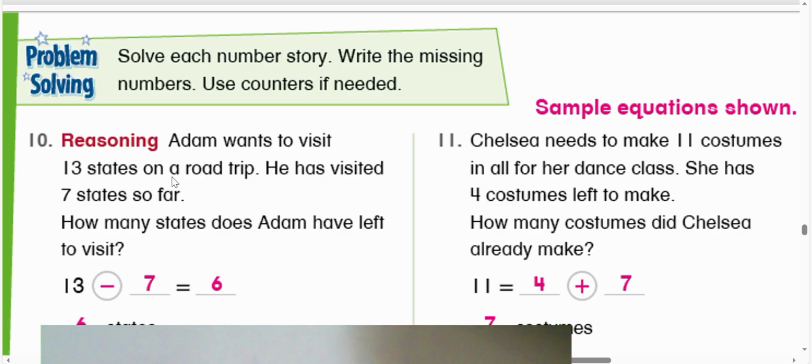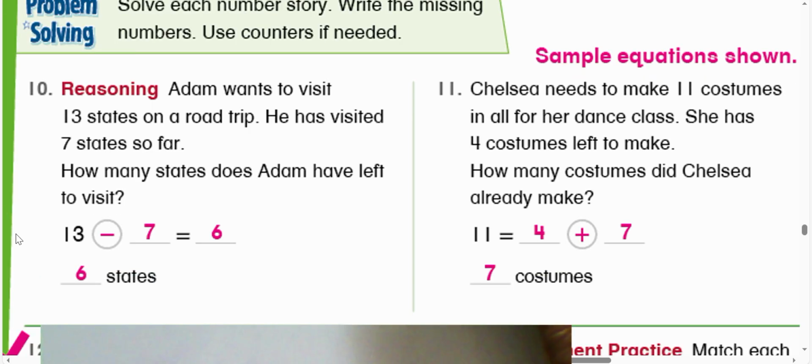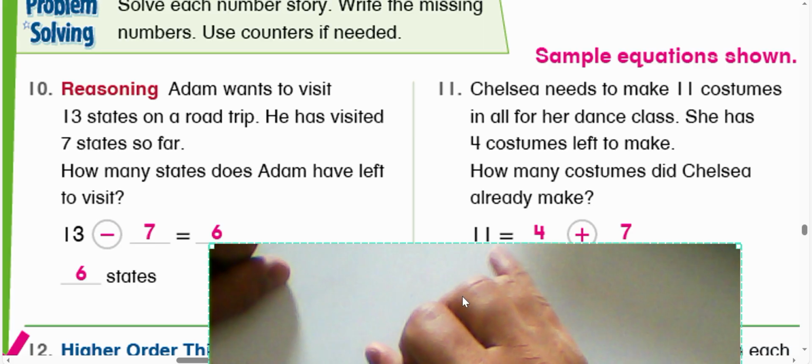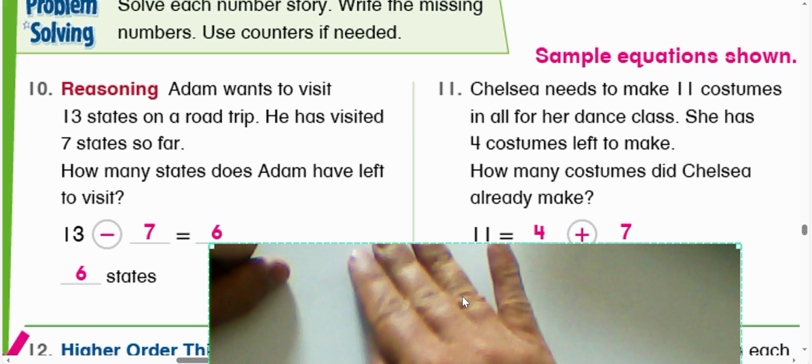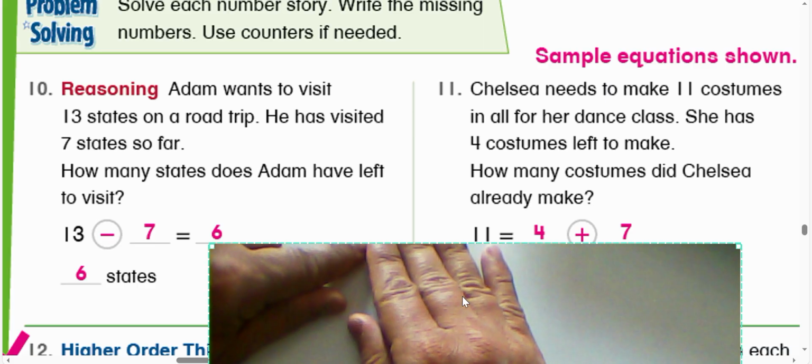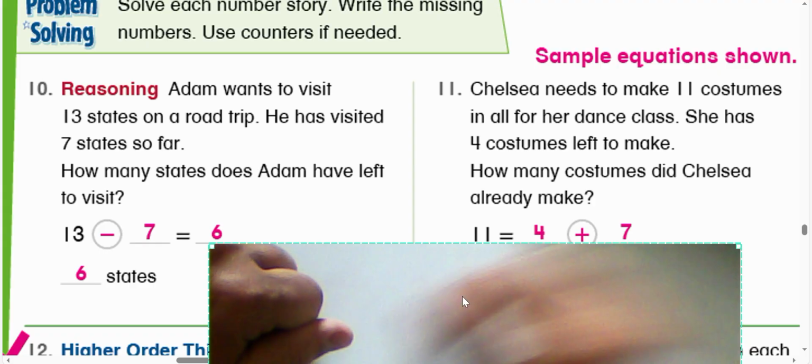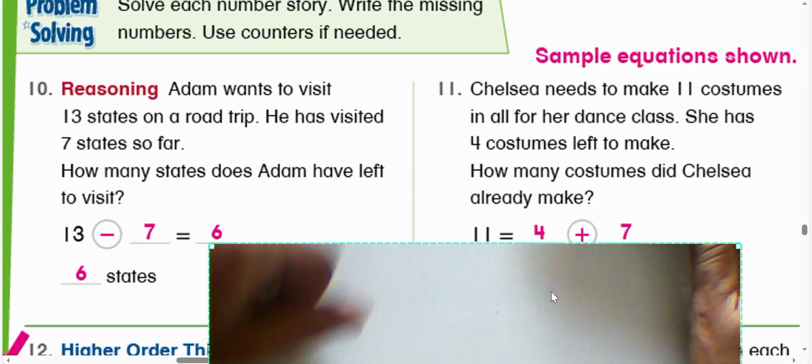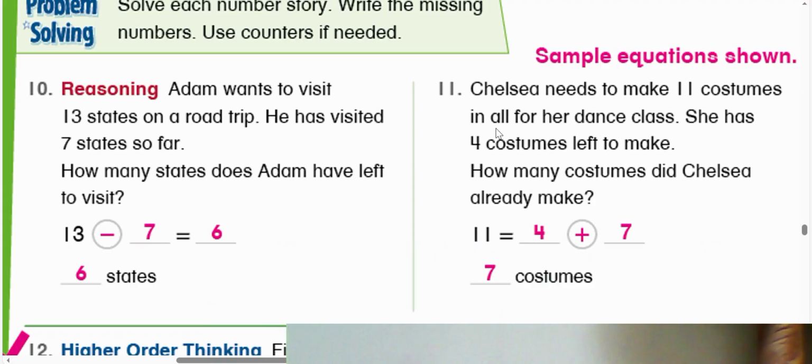Next question. Solve the problems here. 13 minus 7 equals 6. Count from 6 to 13: after 6, 7, 8, 9, 10, 11, 12, 13. The result will be 7. 13 minus 7 equals 6. Here 11: we know 11 equals 4 plus what? 4 plus 7. After 7, 8, 9, 10, 11. Then the result will be 4.